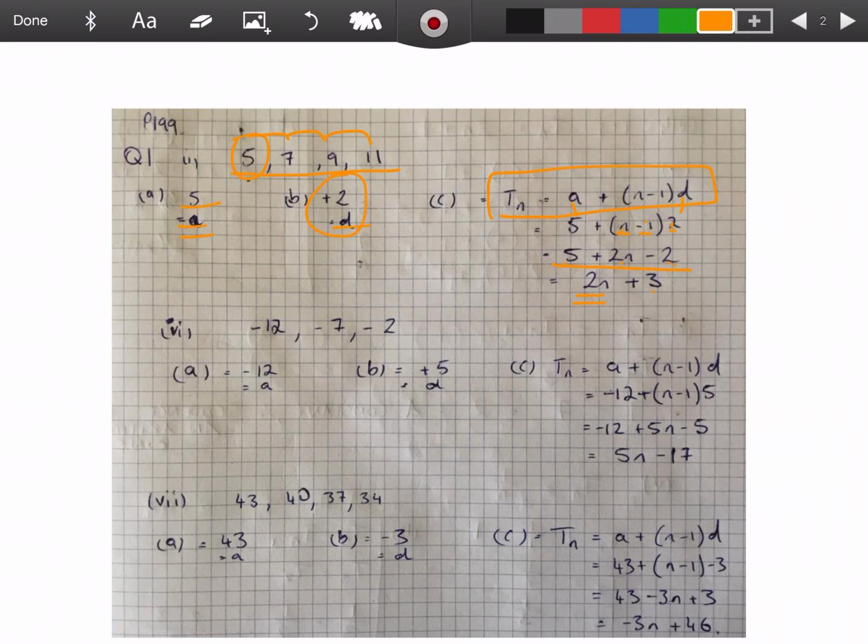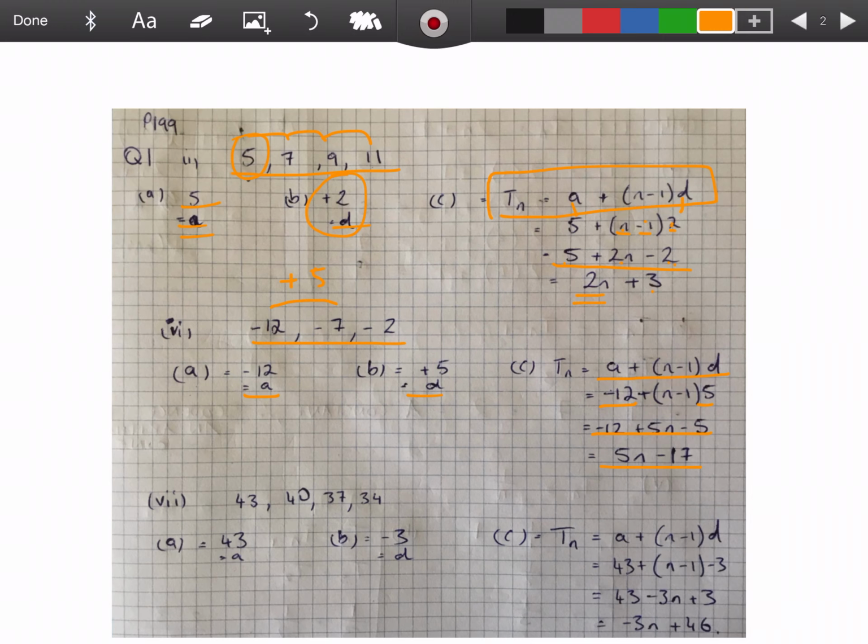So I wanted to show you the same for a couple more. You've got this one with negative terms. Minus 12 is my first term, but to get from minus 12 to minus 7, I'm actually adding 5, so I've got plus 5 as my common difference. Again, I fill them into my general term formula, multiply out my bracket, and tidy it up, and that's what I got as my answer.